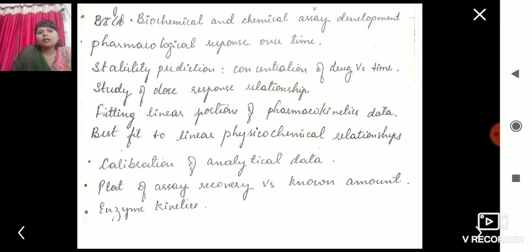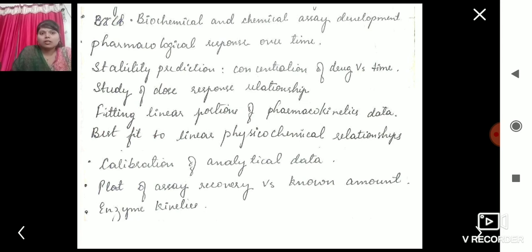Okay, so biochemical and chemical assay development, pharmacological response over time, stability predictions can be given, concentrations of the drug versus the time, how well the drug can affect the person at what particular time, or how long it is going to take to get affected on a person.